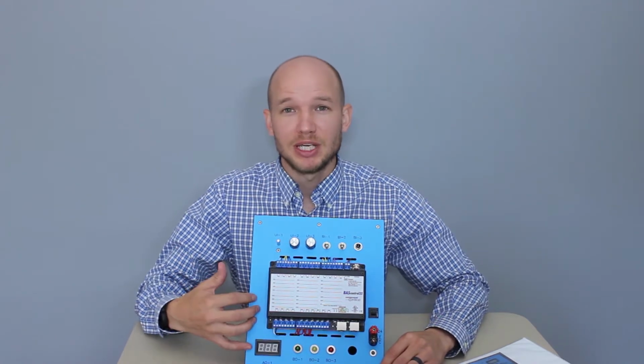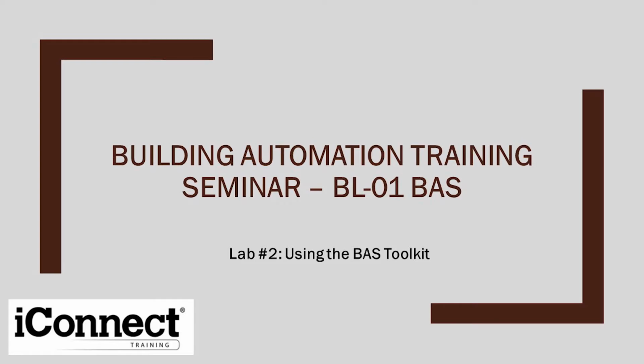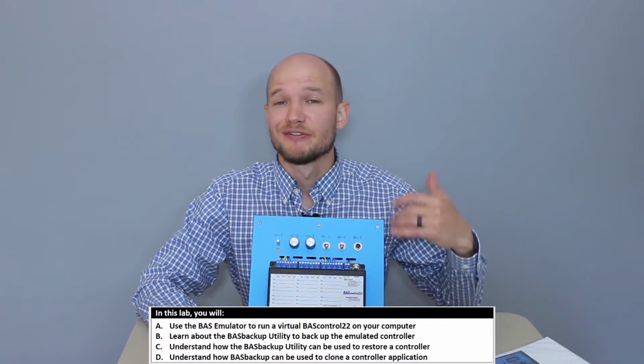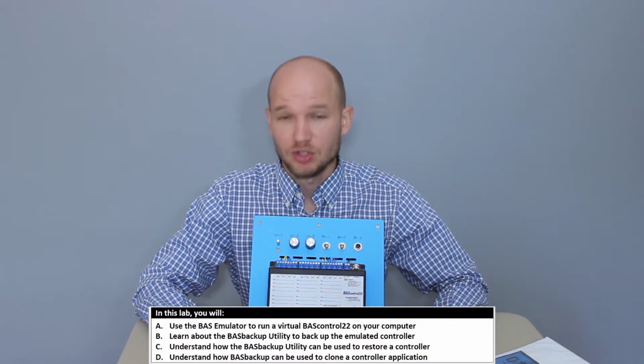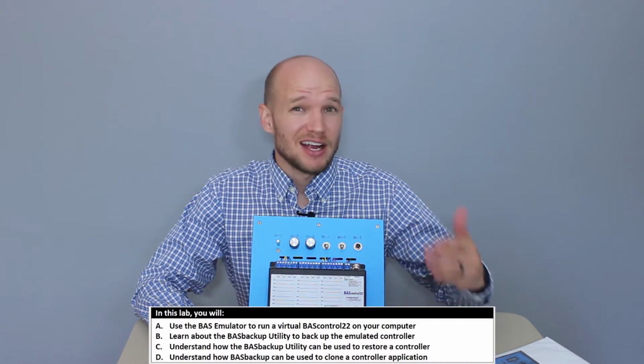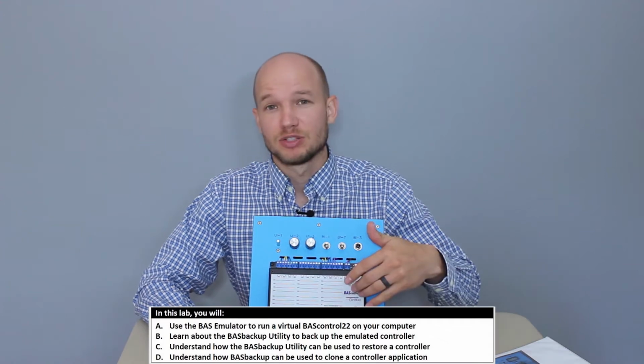Today we're going to be working on the BL-01 Lab 2 using the BAS toolkit. We're going to be following along in the training seminar put together by iConnect Training. In this lab we're going to be using the BAS Emulator. So this is creating a virtual environment that's running a controller such as the BAS Control 22. We're also going to be using a software called BAS Backup, and this can be used to back up, restore, or clone an emulated controller or an actual controller, such as this one.